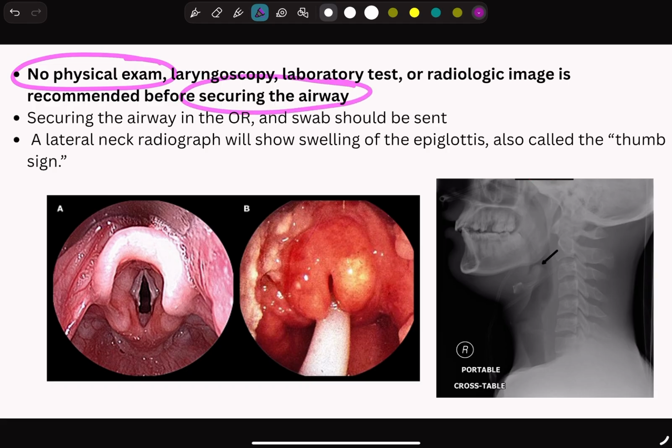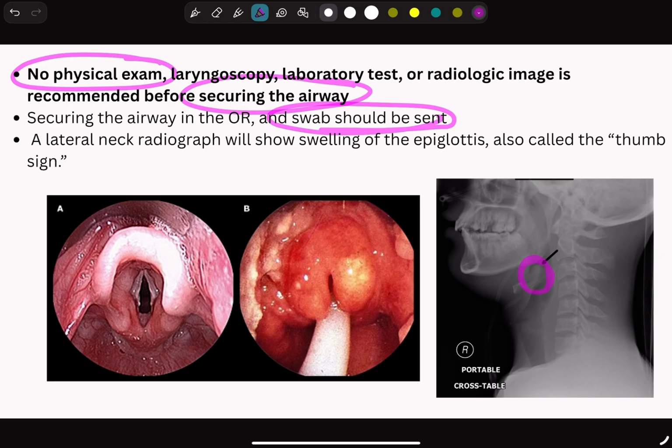So the airway is a priority here. We need to take them to the OR, secure the airway, and we take a swab and send it for culture. And then we can examine them after that. And when we do the X-ray for these patients, we will see the thumb sign here.